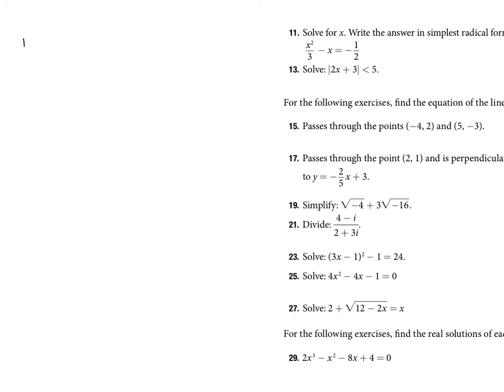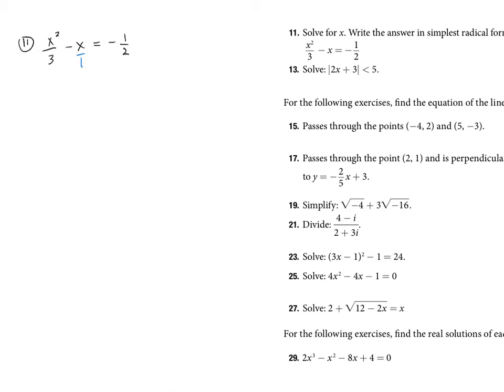Number 11, we have solve for x, write the answer in simplest radical form. So x squared over 3 minus x is equal to negative 1/2. So here the first thing we want to do is write the x as a fraction, so I can write that as being over 1.